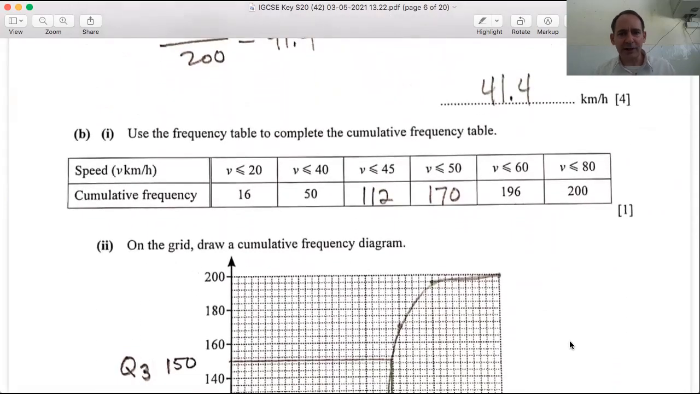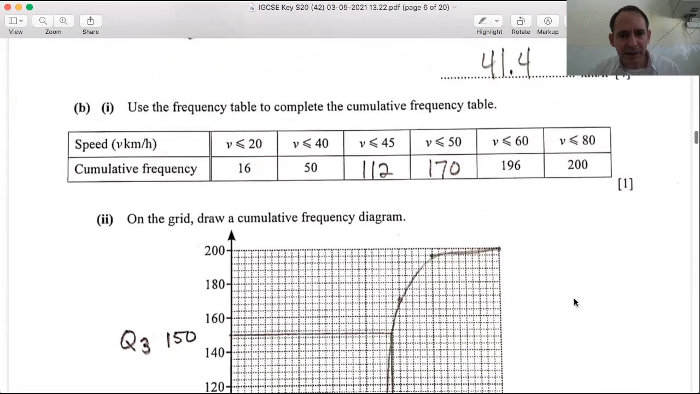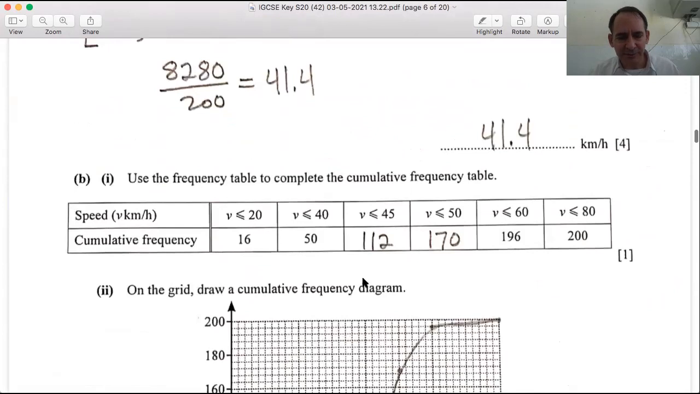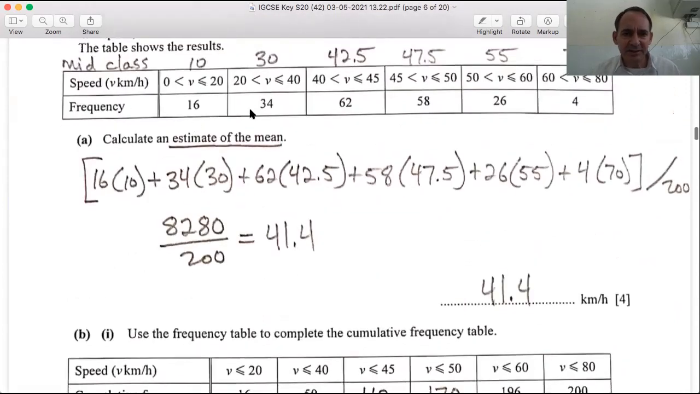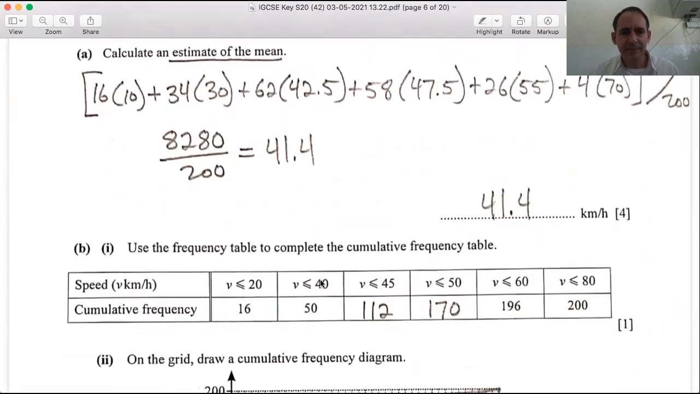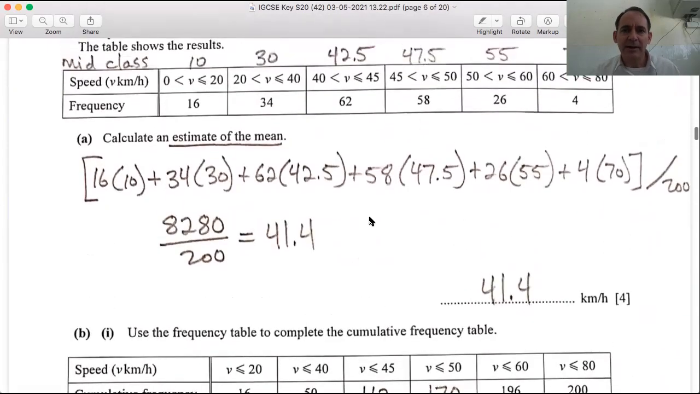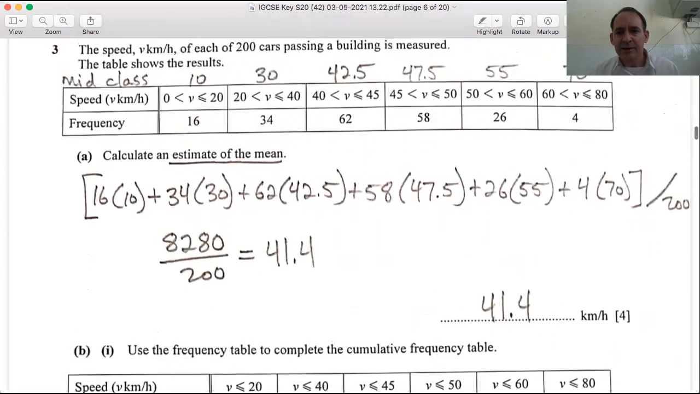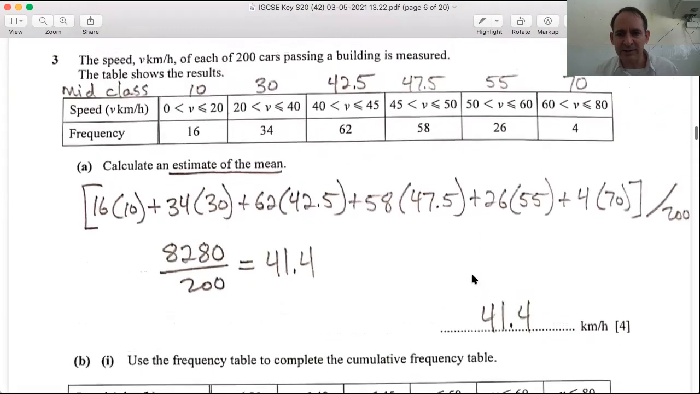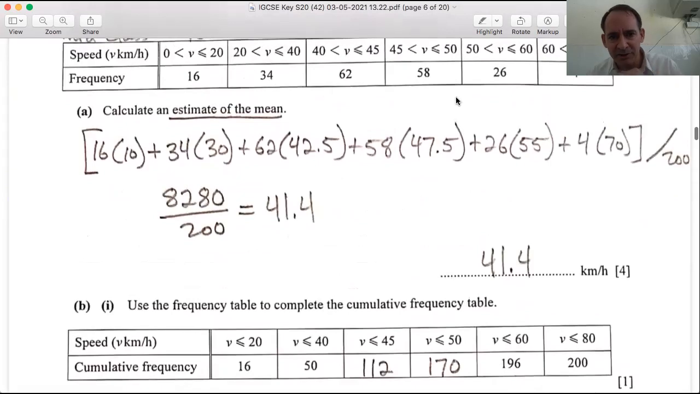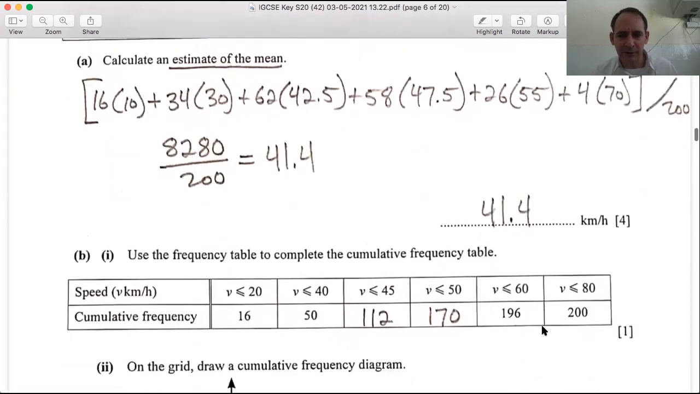Now we go down to a frequency table, and we're changing it from frequency to cumulative frequency. So notice 16 plus 34 is 50, and then 50 plus 62 is 112, and then 112 plus 58 is 170, 170 plus 26 is 196, and 196 plus 4 is 200. So you're adding them up as you go, and that's called cumulative frequency.